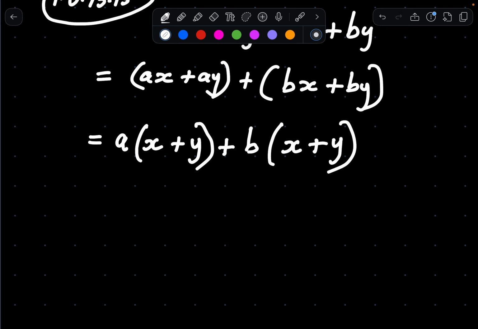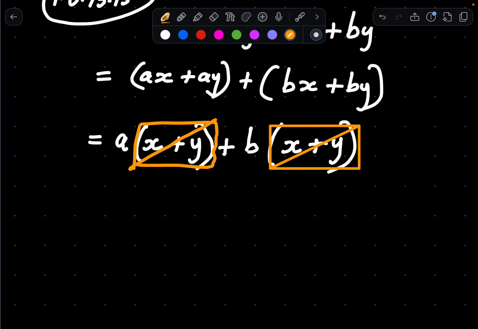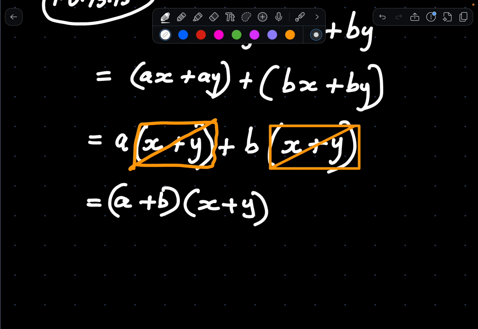Perfect. And then now we have what we call a common bracket. This bracket and that bracket are common. So we're going to factor this bracket out. And when we factor that bracket out, we are left with a plus b, ladies and gents. Do you see it? I'm left with a plus b times our factor that we factored out, which is x plus y.